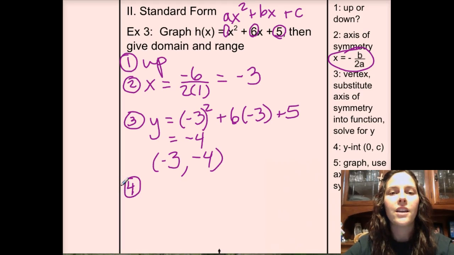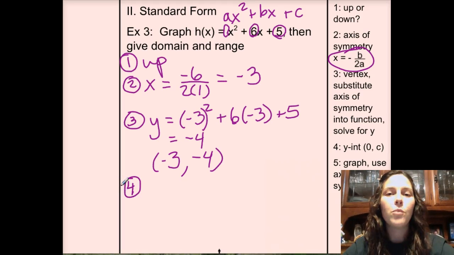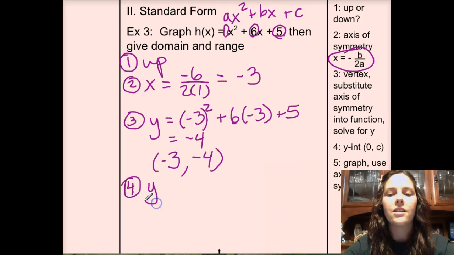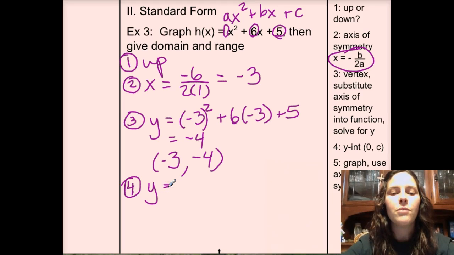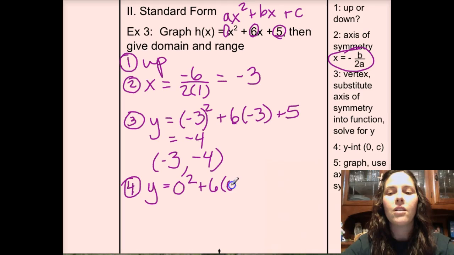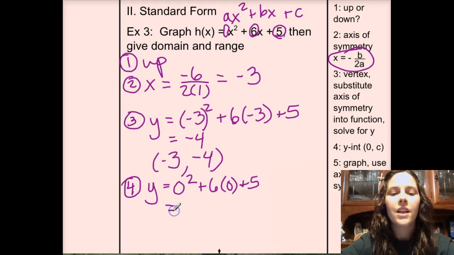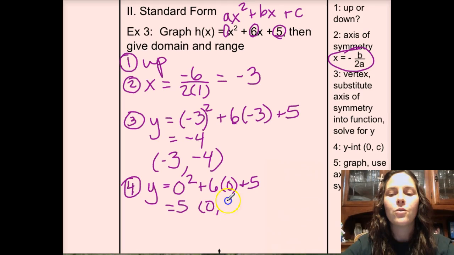Next, we need our y-intercept. We need at least one more point on the graph in order to get our parabola, and the easiest point to find is the y-intercept. Remember, the y-intercept occurs when x is 0. So we simply replace all of our x's with 0 and solve for y. In this case, our y-intercept is 5. When you go to graph, it's helpful to have that as an ordered pair, 0 for x, and we solve to get 5 for y.